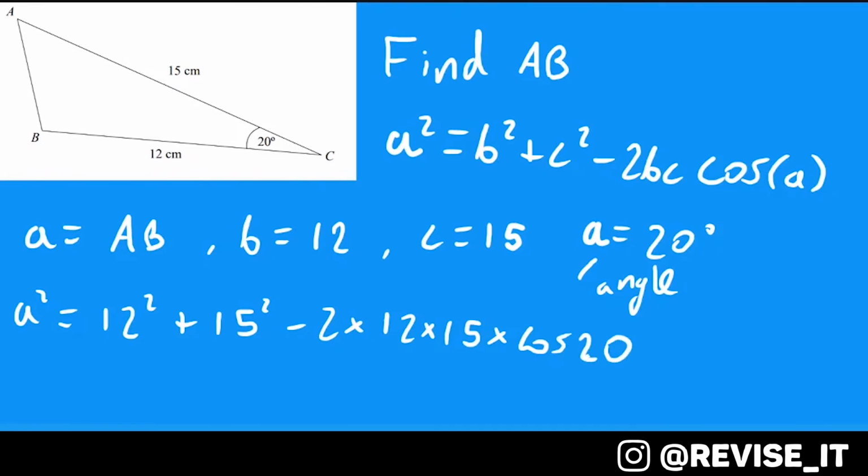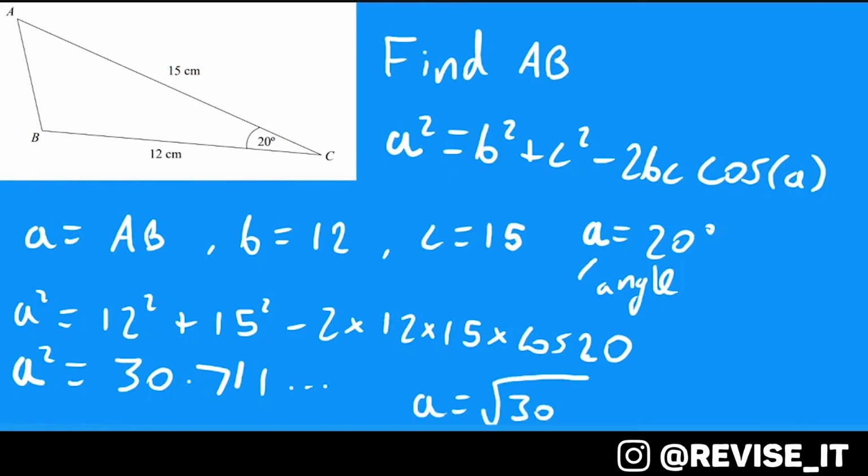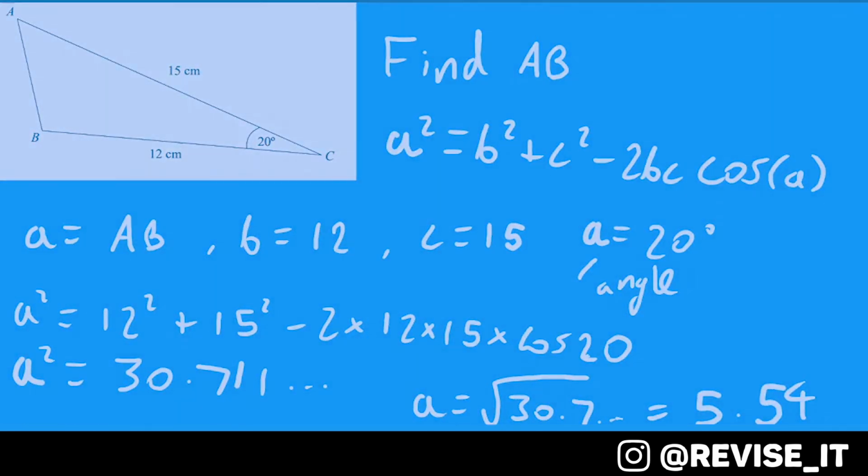This is all done on your calculator to give you a value for a squared. And as seen, a squared is equal to 30.711 and so on. Of course, that's rounded. Hence a is equal to the square root of 30.711. Hence a is equal to 5.54 centimeters, to three significant figures.